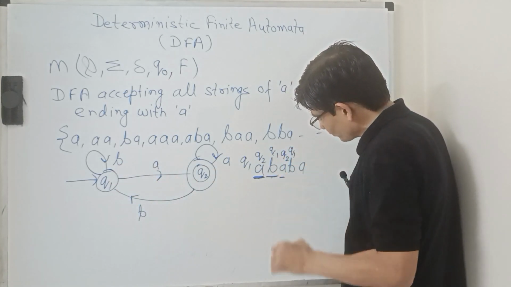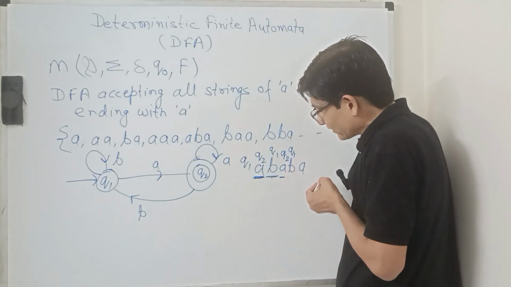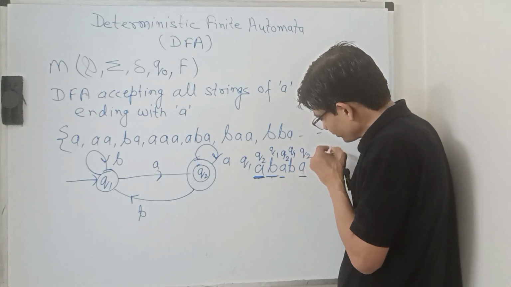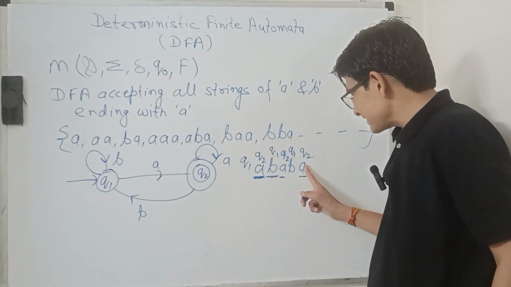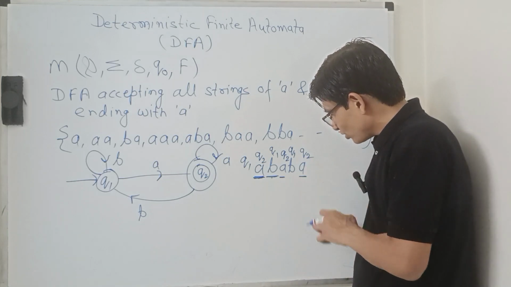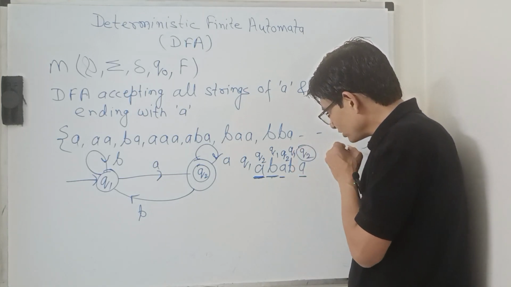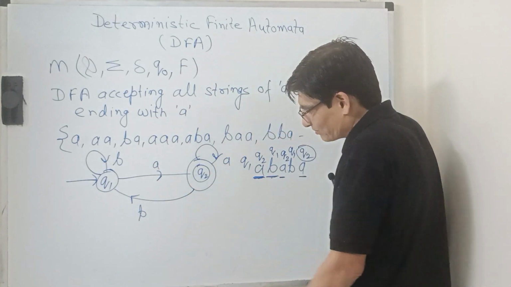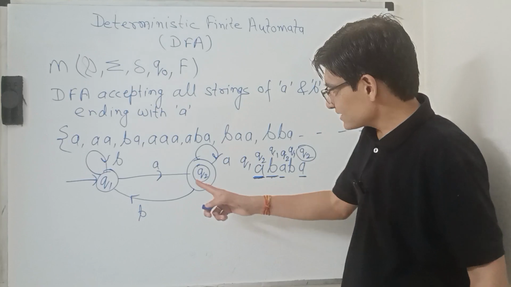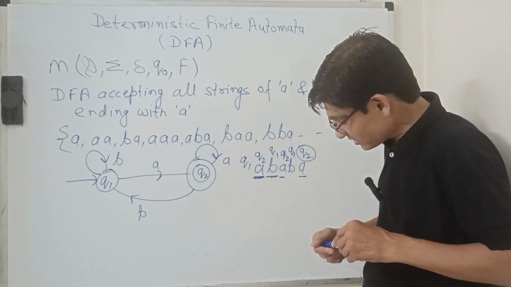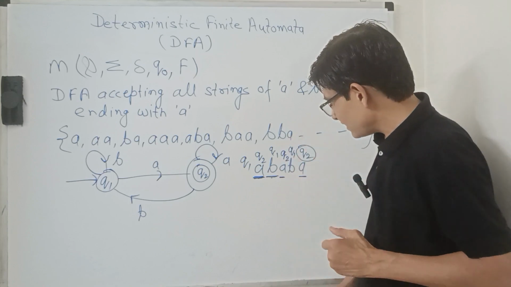So we will move to Q1, and on Q1 again we are getting A, so we will move to Q2. So this is the end of the string. After reading the last symbol, we are at Q2, which is one of the final states of the machine. That means this string is accepted. I hope this is very much clear.